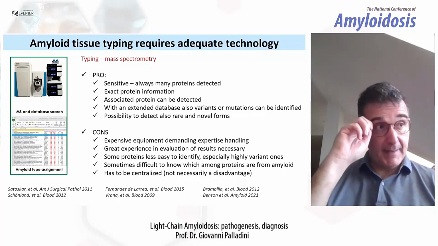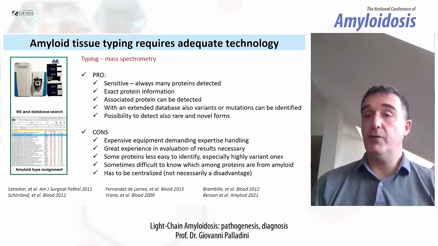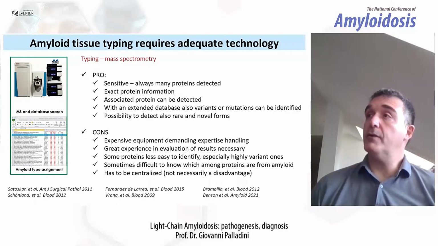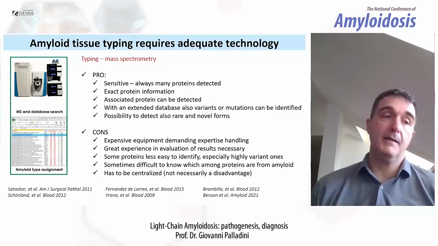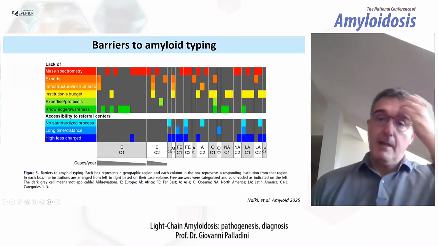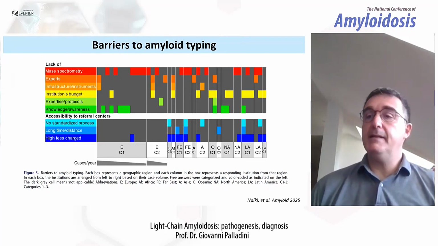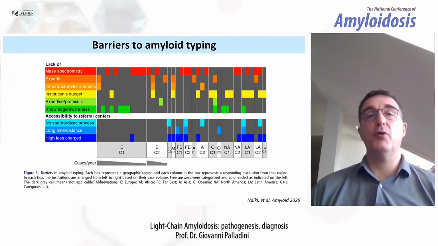What I'm coming to understand now is that all the referral centers who use mass spectrometry are not using mass spectrometry alone. For instance, the center in the UK is using immunohistochemistry before mass spectrometry, and in many instances also the Mayo Clinic is doing that. So availability, accessibility of technology is a barrier to amyloid typing.